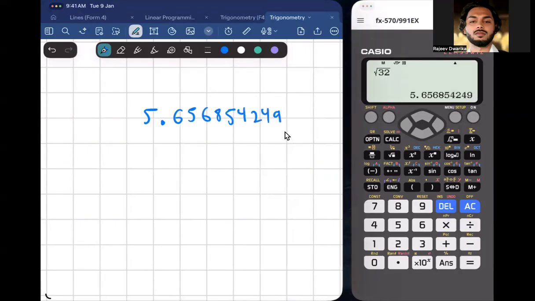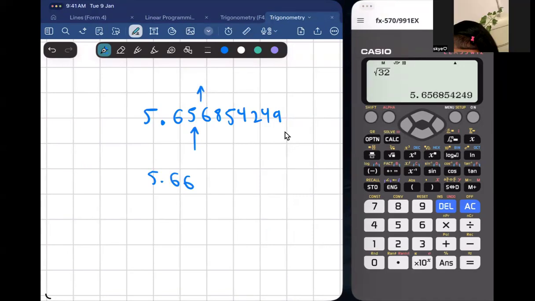5.656854249. Okay, 2 decimal places, right? We typically always round off to 2 decimal places. Where's my second decimal place? The number after 5 is 6, so 5.66. You can round up, increase 5 by 1.